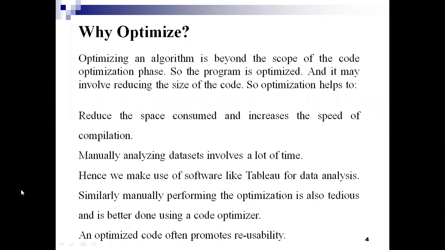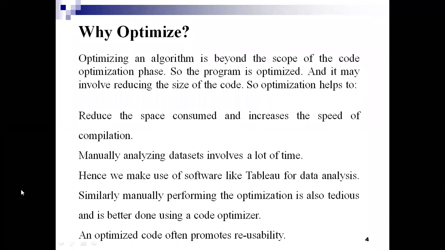Only Code Optimizers we use in the optimization phase. And why we use this is that manually performing the optimization is tedious, and to implement it in a better way, we use the optimizers, right? So here we take an example: manually analyzing data sets involves a lot of time, and if it needs to be done in less time, automatically I will use some software. The software here is Tabula for data analysis.